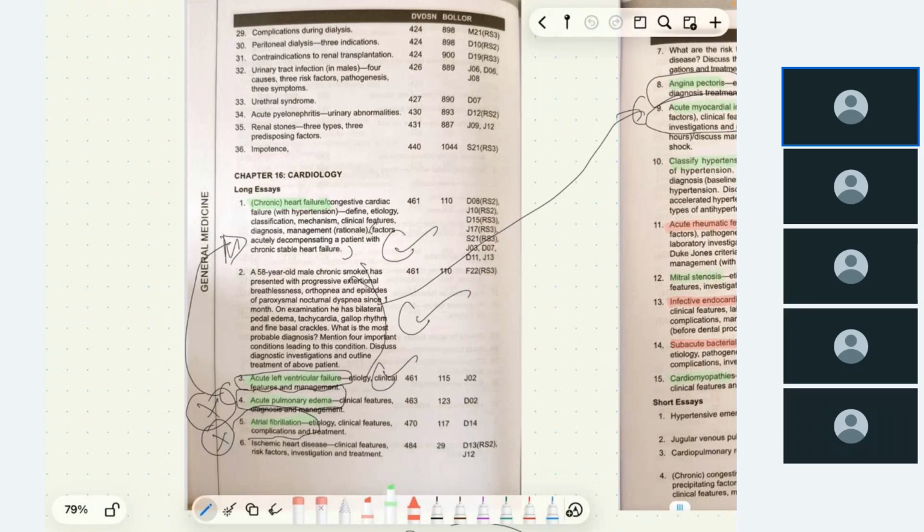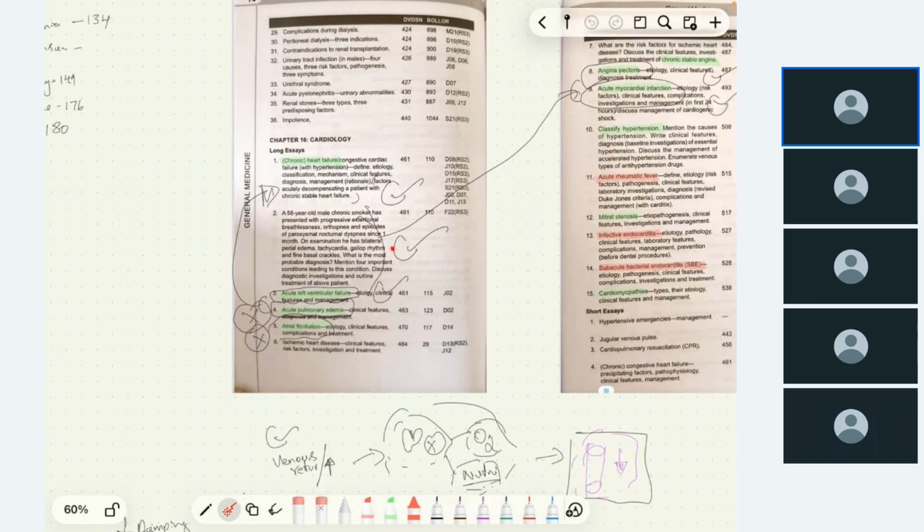The important 10 markers we saw: chronic heart failure, or heart failure, is already completed. This question is also completed. Acute left ventricular failure we completed. And also atrial fibrillation, which is asked once as a 10 marker and asked many times as a 5 marker question. We'll discuss it while discussing 5 mark questions.